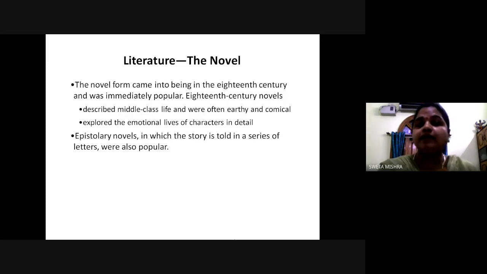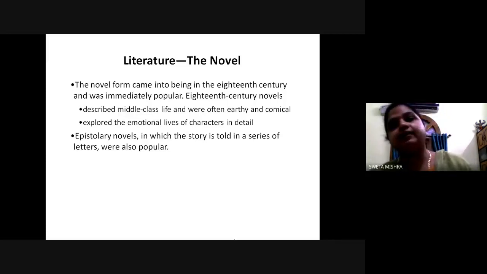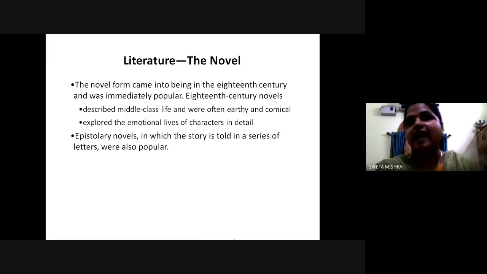Whenever you pick up an 18th century novel and are reading, suddenly you come across a character and you feel, oh, this character is so similar. When you feel that familiarity with the character, you want to read more and more. That's exactly what happened during the 18th century. People could relate themselves with the characters of the novels, and that's how they started reading more and more novels, and the novels became popular. So it described the middle class life, and they were often earthy and comical, lighthearted. That will set your mood in the right tone. You would really be very jovial when you read that novel.